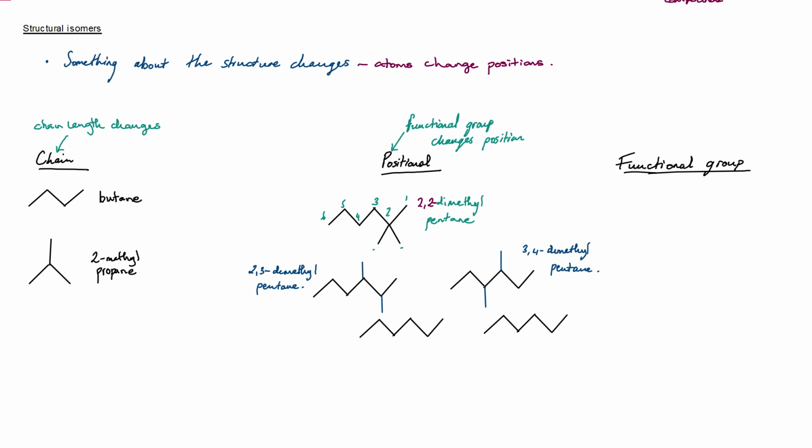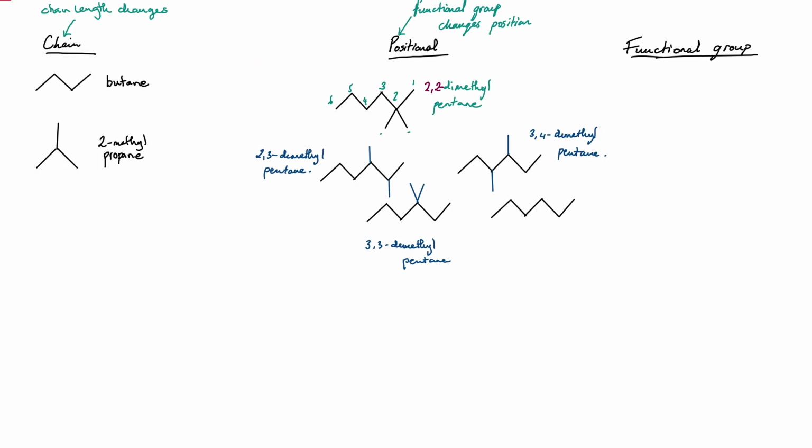Okay, I could then say, right, you know what, I want to put them both on the third carbon, like so, and that turns this into 3,3-dimethyl pentane. So they're both on the third carbon here. I could also have 2,4-dimethyl pentane, which is this here.